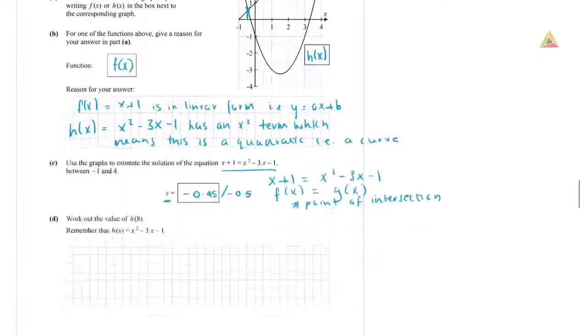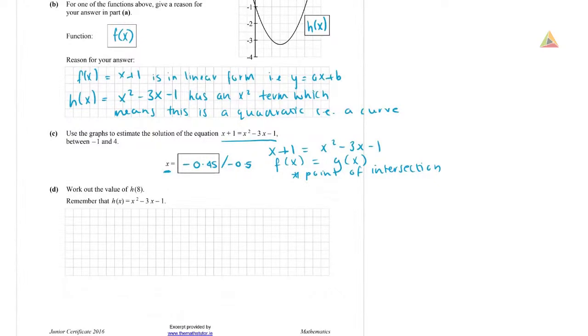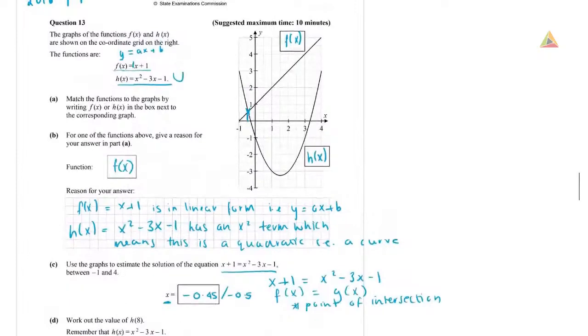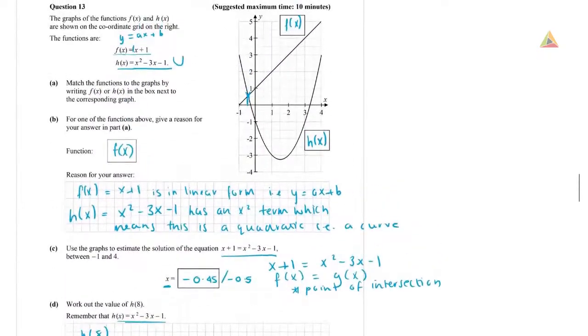So then finally for part D, work out the value of h of 8. So h of 8, another way of writing h of x, means that x equals 8. And it says, remember that h of x is equal to x squared minus 3x minus 1. So what that means is you're using the curve. Okay, so we'll go back up and see where x is 8.